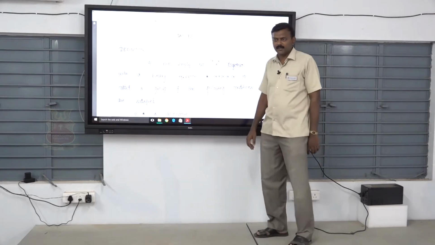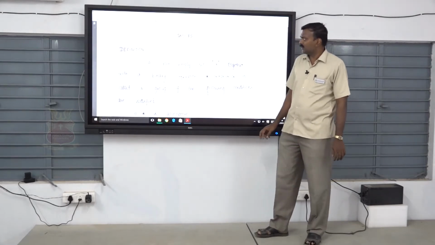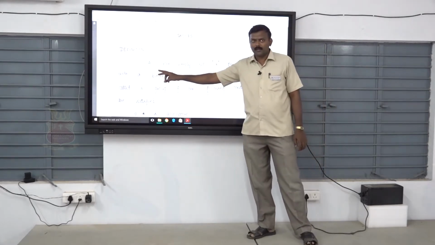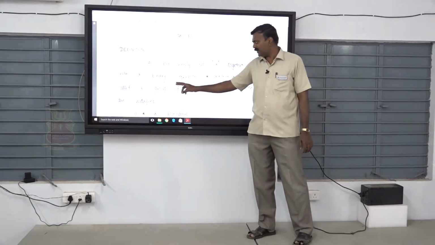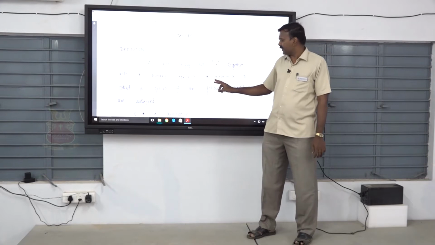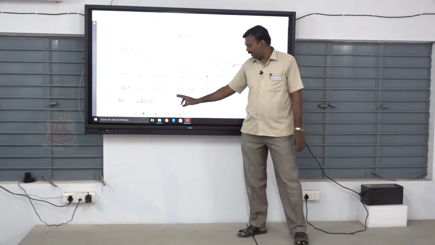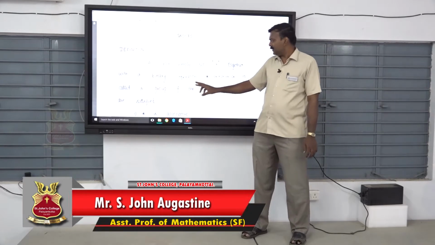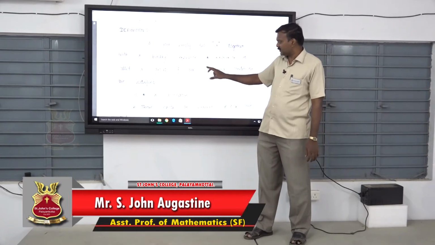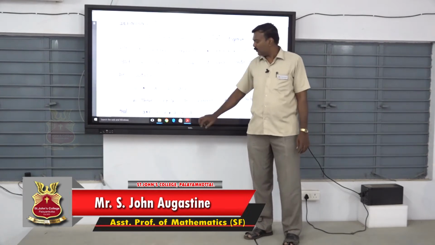First we start with the definition of group. What is the definition of a group? A non-empty set G together with a binary operation star, G cross G to G, is called a group if the following conditions are satisfied. What are the conditions? First condition is star is associative.